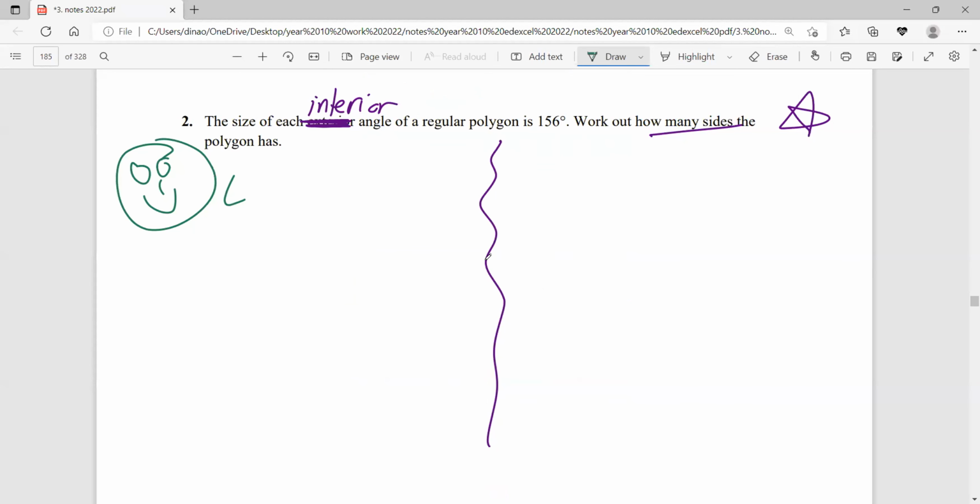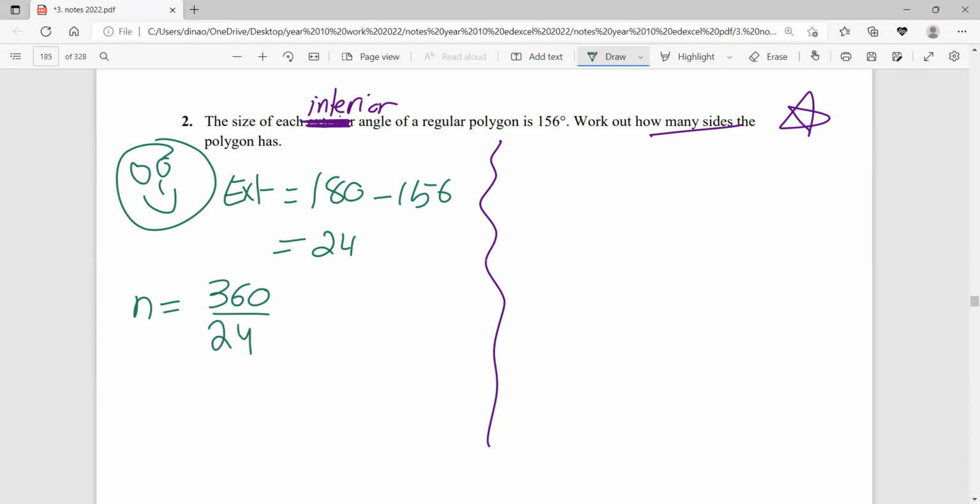So if I want to find the value of any exterior angle, all I will do is subtract the interior from 180, because we just said that any interior plus its exterior is 180. So find the exterior angle first, which is 24, and then use the exterior angle rule to find the number of sides of any regular polygon. Simply divide 360 by the exterior angle and you will get the number of sides immediately.